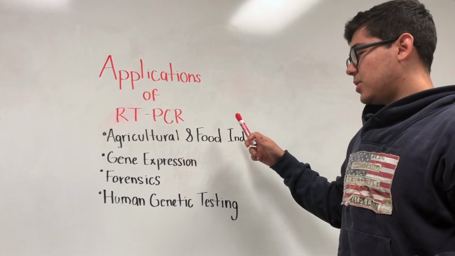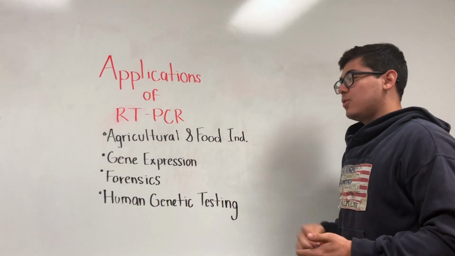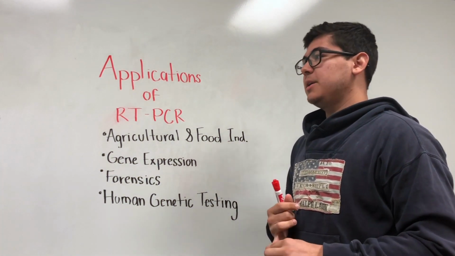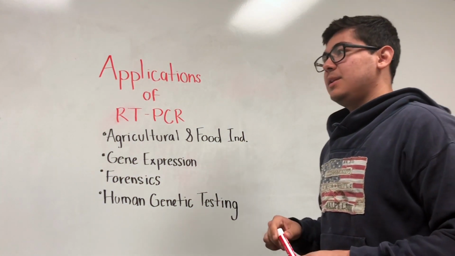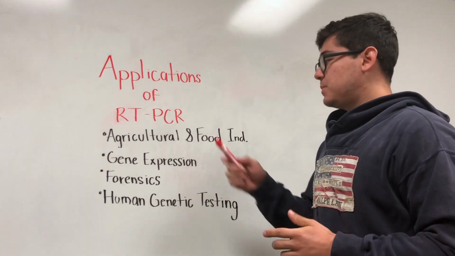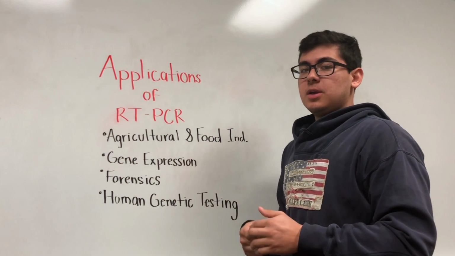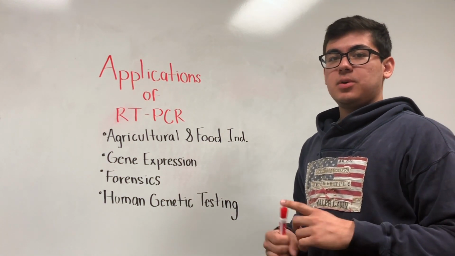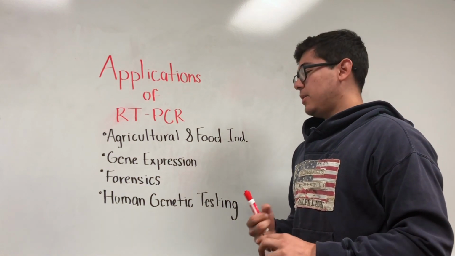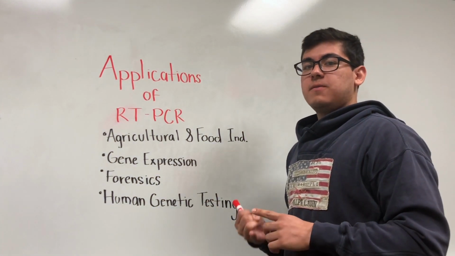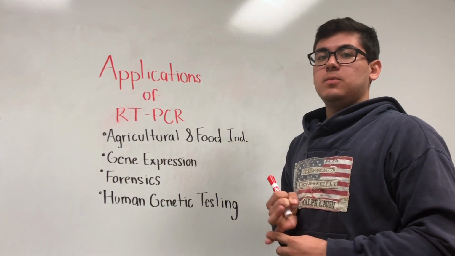Some of the applications are listed here. We have agriculture and food industry. We also have gene expression, which includes Southern blotting, DNA technology, and DNA sequencing. We have forensics, where PCR helps a lot in this field when using a very little segment of DNA, for example, a drop of blood or a single hair. And we also have human genetic testing, which will be the focus of our article in review.